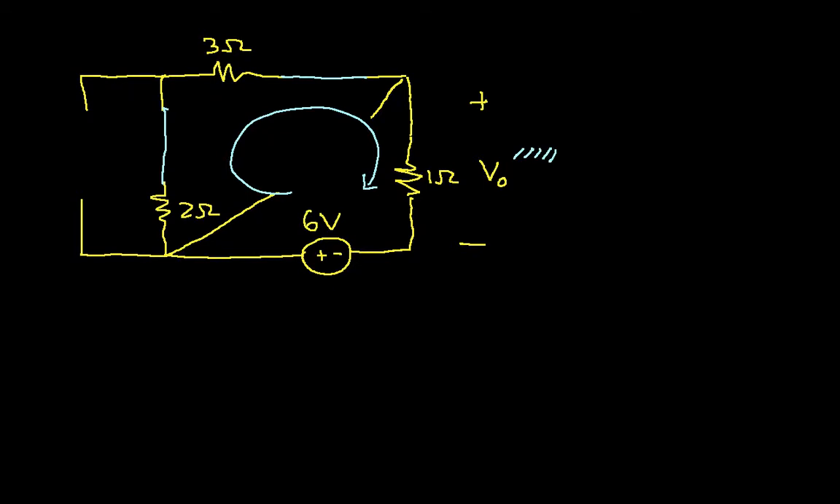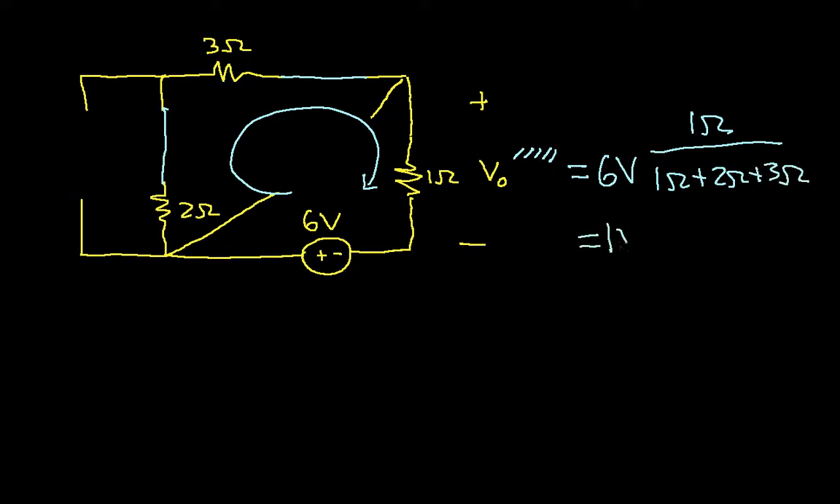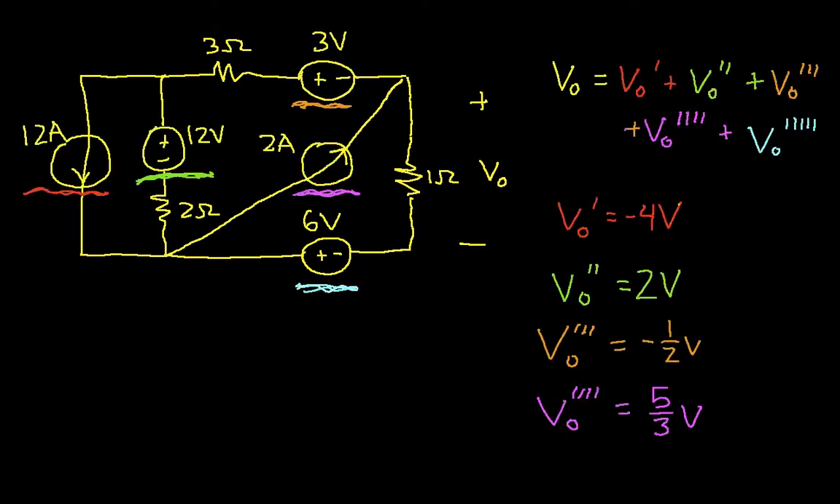I have 6 volts across a total of 6 ohms. So I can just use a voltage divider here. 6 volts times 1 ohm over 1 ohm plus 2 ohms plus 3 ohms, which is equal to 1 volt. So then I can go back to my original, and I have V0 quintuple prime is equal to 1 volt. So now I can sum these guys all up.